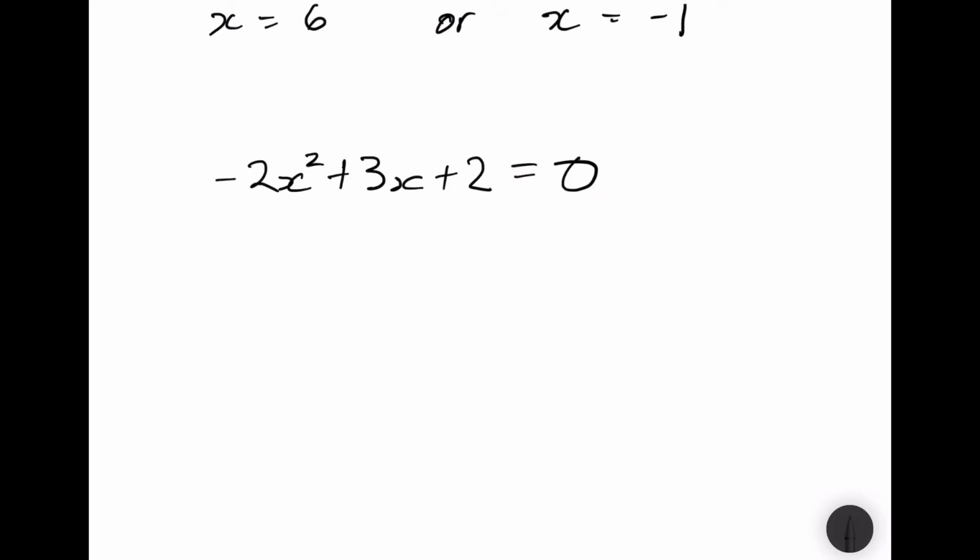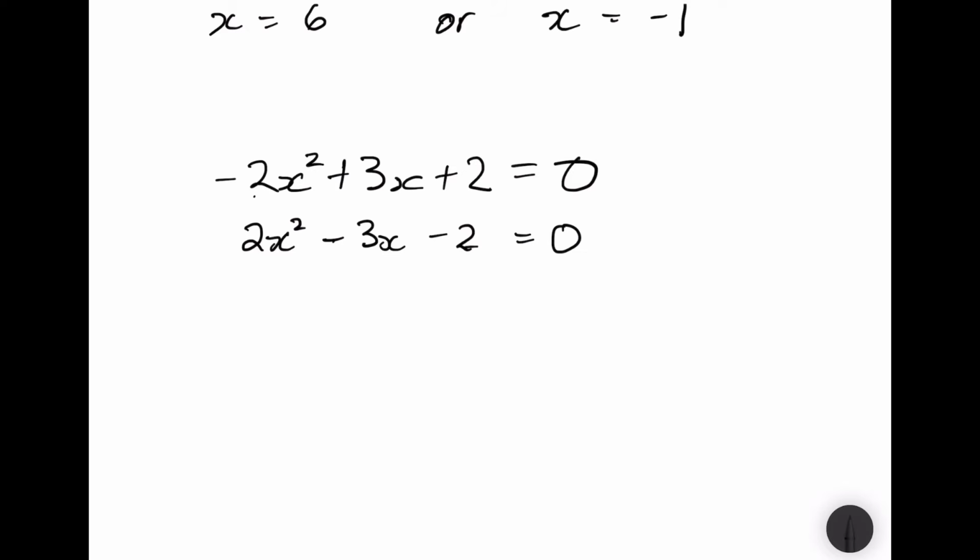So -1 times -2, that becomes 2x squared. Everything changes sign, so that's going to be minus 3x. That becomes -2. Remember, 0 times -1 is still 0, so that doesn't change. Okay, right. Now let's solve by completing the square.